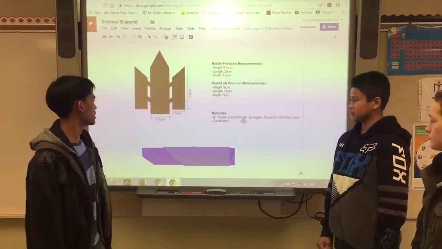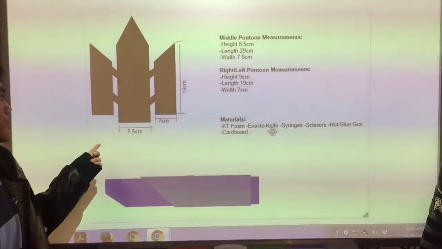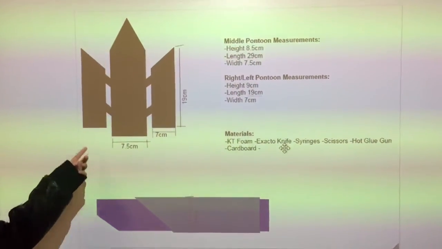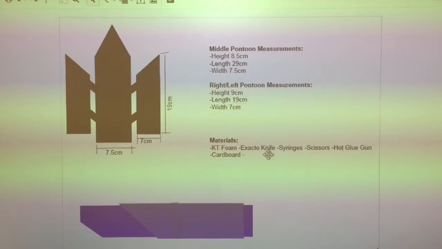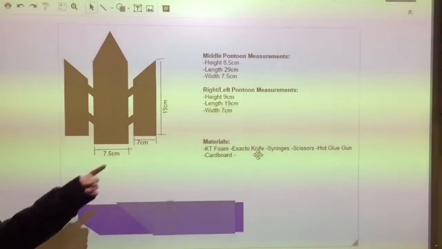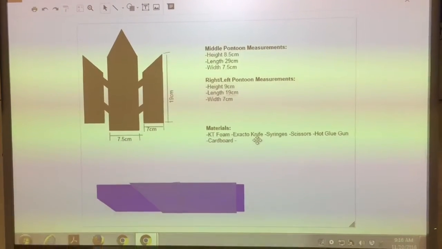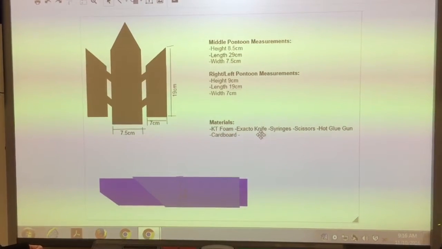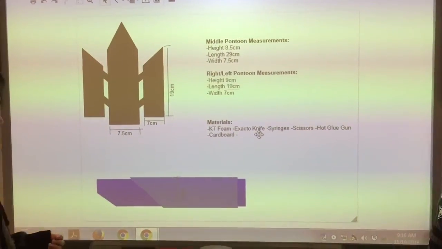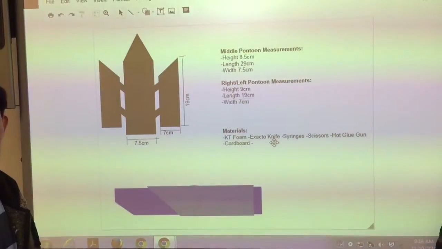For our blueprint, our measurements were for the middle pontoon. For the width, it was 7.5 centimeters, and for the two pontoons, the left and the right ones, they were 7 centimeters in width. For the length, the small ones are 19 centimeters, and I'm pretty sure the length of the middle pontoon was 29 centimeters. And the height for all of them is 9 centimeters.